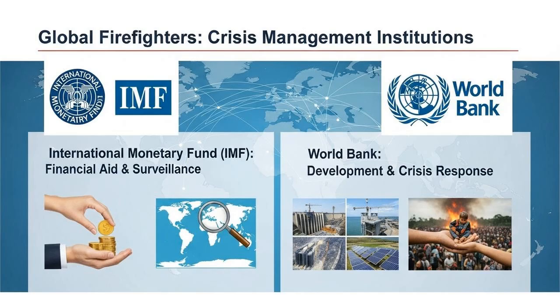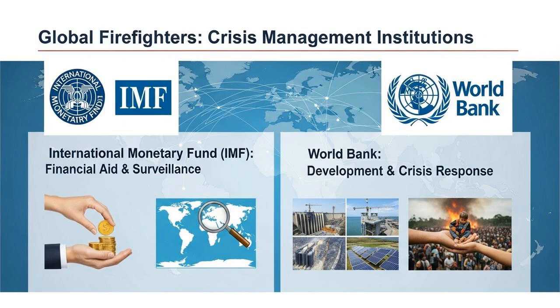So in the face of such devastating contagion, who are the global firefighters? The international community relies primarily on institutions like the International Monetary Fund, or IMF, and the World Bank. The IMF's main job is to ensure the stability of the international monetary system. It does this through surveillance, where it monitors countries' economies to identify risks. It provides financial assistance, lending money to countries in crisis to help them stabilize, usually with conditions attached that require economic reforms. And it offers technical assistance to help countries build more resilient economic institutions.